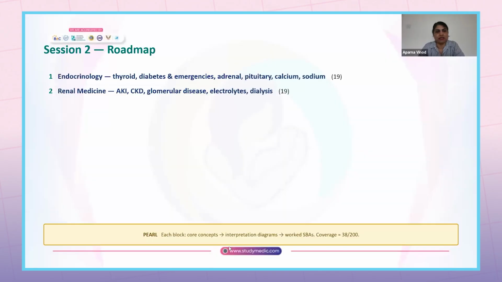Before we start, we are going to give you a roadmap as to what will be covered and discussed in this revision series. Under endocrinology, we will be covering thyroid, diabetes and emergencies, adrenal, pituitary, calcium and sodium abnormalities. Under renal medicine, we will be looking at AKI, CKD, glomerular disease, electrolyte imbalances, and a few questions on dialysis as well.